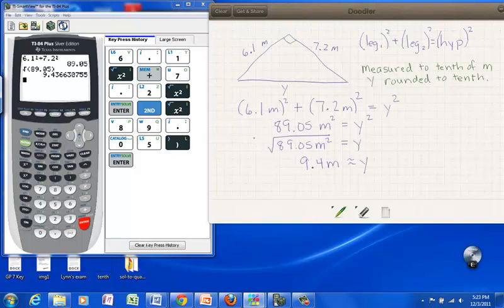And again, I'm ignoring the fact that there really should be plus or minus, because when we measure a side of a triangle, we would never measure it as a negative side.